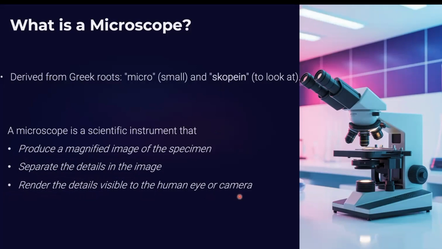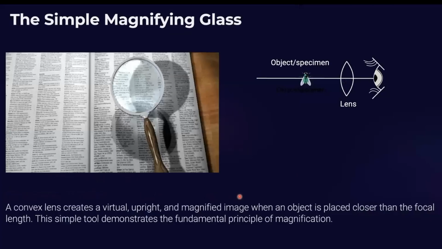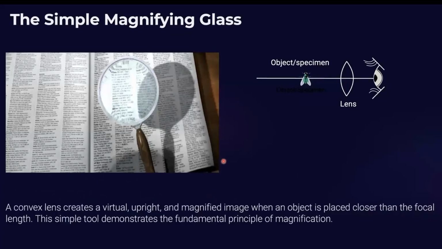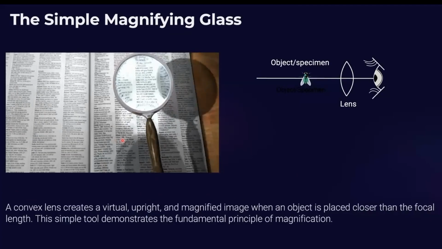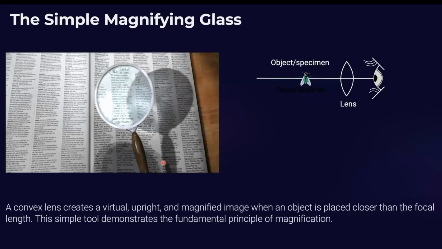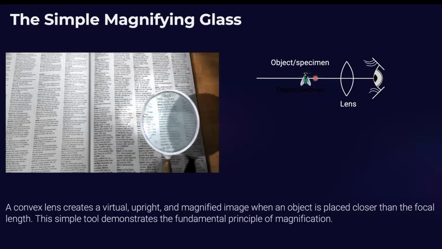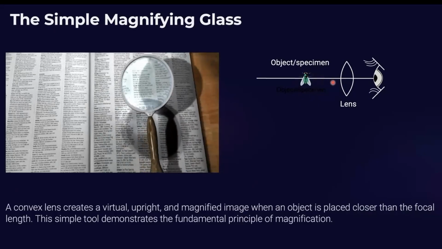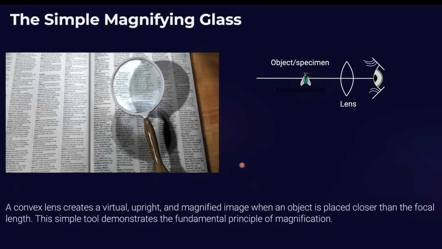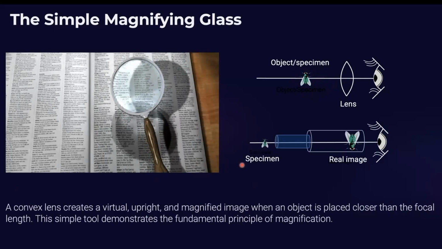Then what is a simple microscope? A simple microscope is nothing but a magnifying glass, a convex lens that creates a virtual, upright and magnified image when an object is placed closer than the focal length. So this is the simplest tool that demonstrates the fundamental principle of magnification. Now, instead of a simple lens, if you add another lens, it becomes a compound microscope. Now, if you invert this, it also becomes a telescope.